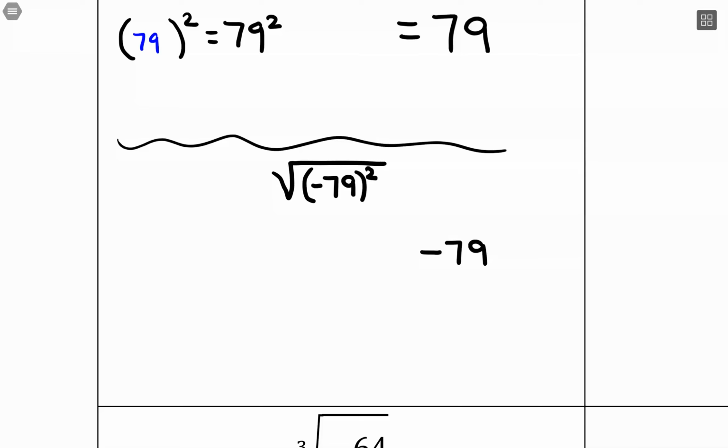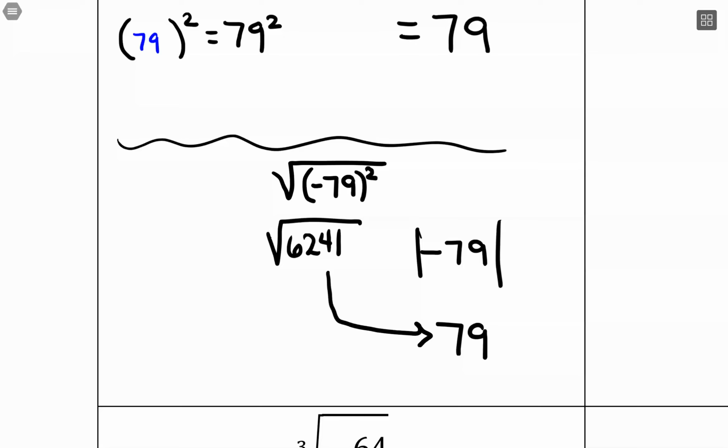So if we have a property like this and there's a negative number inside, or even if there's a positive, what we technically do is use the absolute value symbol and say the solution would be 79. Because if we simplify it out, if we had that negative 79 squared and plug that into a calculator, we would get a positive number of 6,241. And then by that rule of using the principal square root here, we would end up with positive 79.